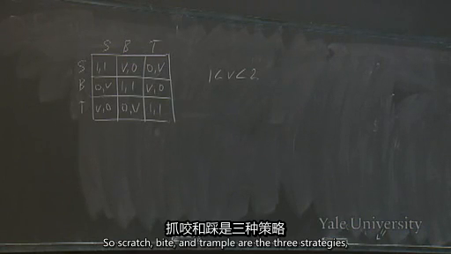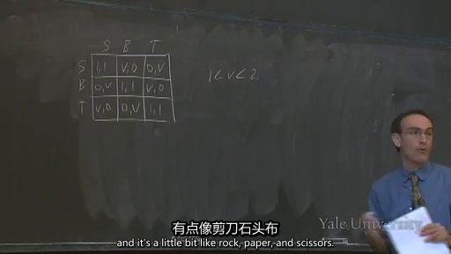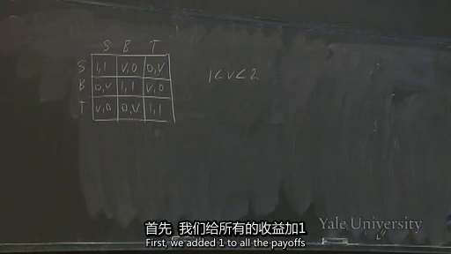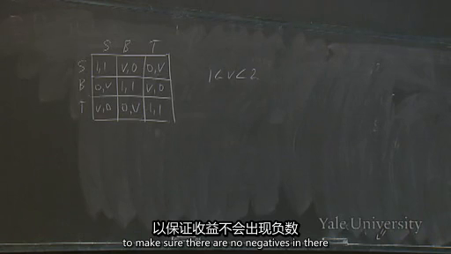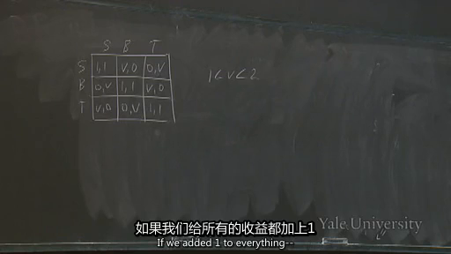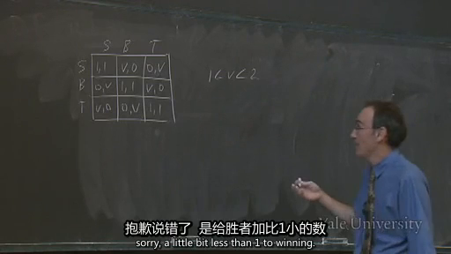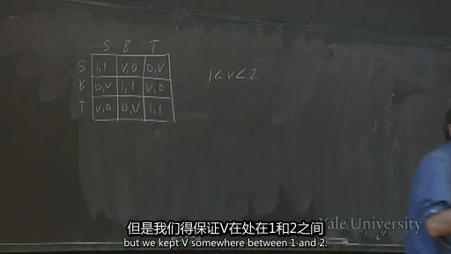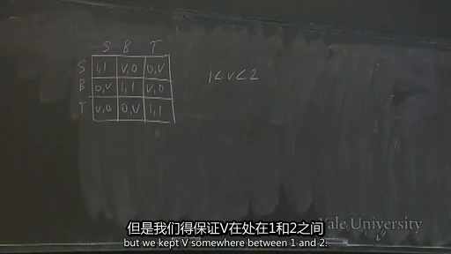All right, so scratch, bite, and trample are the 3 strategies. And it's a little bit like rock, paper, and scissors. How have we changed it? First, we added 1 to all the payoffs to make sure there's no negatives in there. And second, we added a little bit less than 1 to winning. So if we added 1 to everything, then V would have been 2, but we've kept V somewhere between 1 and 2.